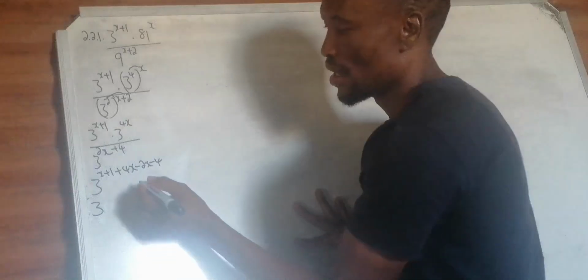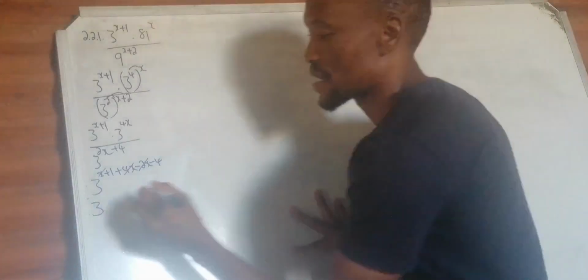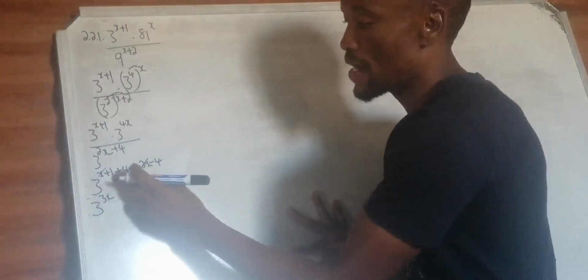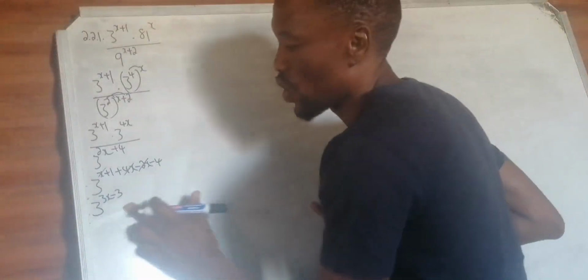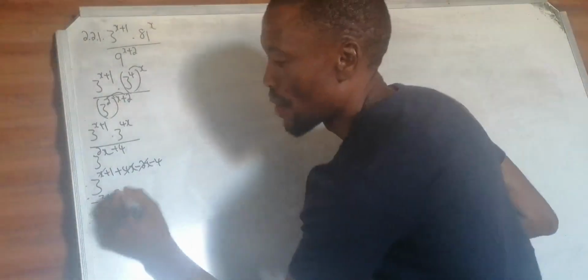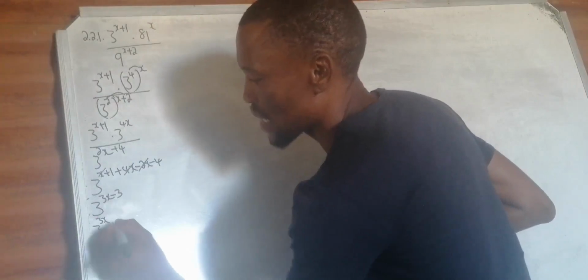The base here is 3. x plus 4x gives 5x. 5x minus 2x gives 3x. Then 1 minus 4 is minus 3. This becomes your final answer if written in exponential form. Or also we can write 3 exponent 3x times 3 exponent minus 3.